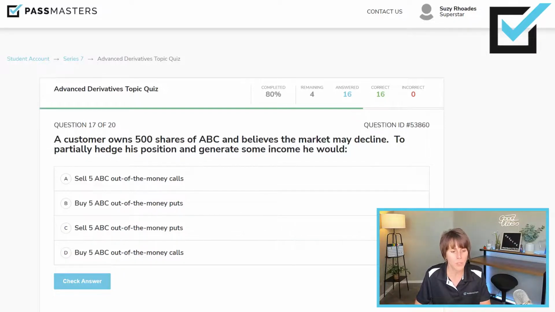So we're going to sell. Choices include sell 5 ABC out of the money calls, or sell 5 ABC out of the money puts, no. So it's sell calls. Selling calls is bearish. Buying calls is bullish, selling calls is bearish. The hedge always has to protect where the risk is.